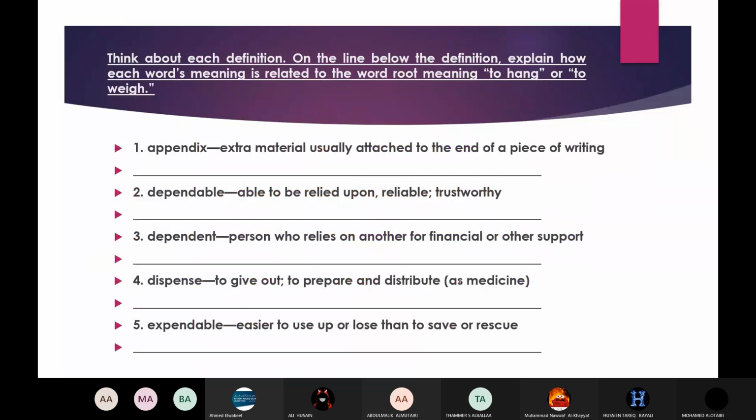So what we need to do in this practice is pretty easy. We need to think about each definition and later we need to explain how each word's meaning is related to the word meaning, to hang or to weigh. Which page, teacher? 169.